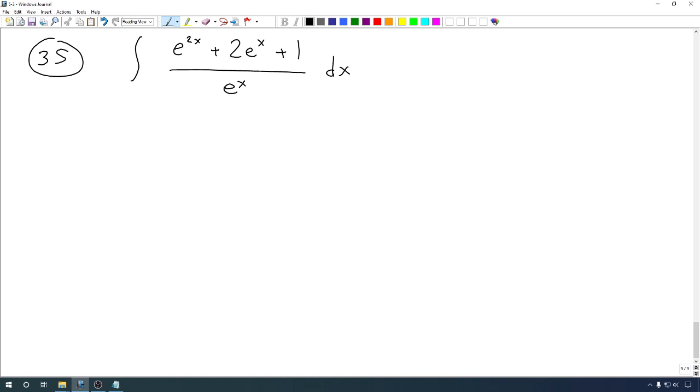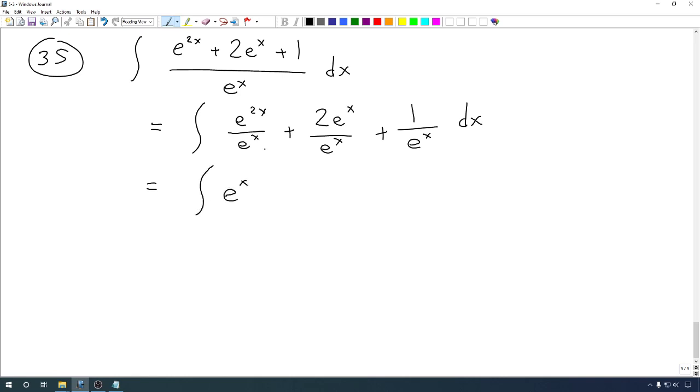Instead, let's try doing some algebra. Essentially, I'm going to split up my fraction here into multiple fractions. We have e to the 2x over e to the x, we have 2 e to the x over e to the x, and we have 1 over e to the x. And each of these we could theoretically do separately. Now, in the first one, remember e to the 2x divided by e to the x is just e to the x. Remember, when we have a division of exponentials, we just subtract the exponent. So 2x minus x is just a single x.